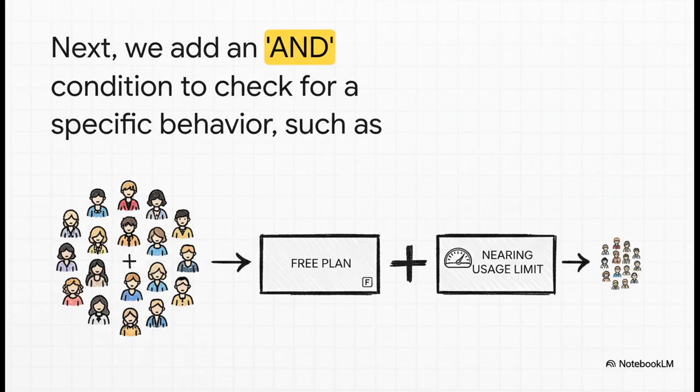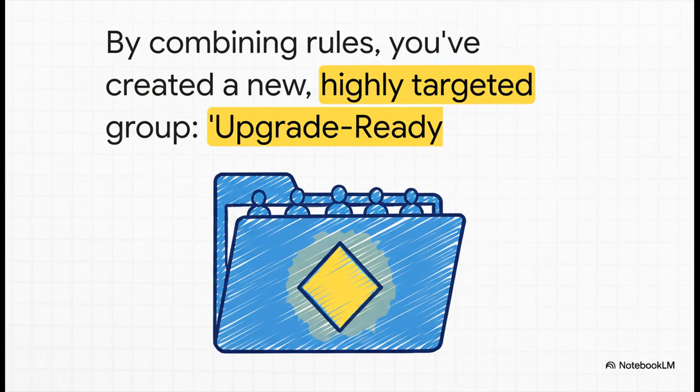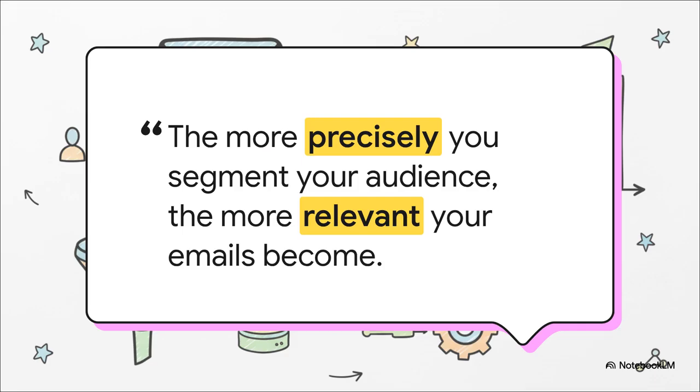We'll tell the system to also check for a specific behavior, that the user is getting close to their usage limit. See, now we're getting really specific. And just like that, by combining those 2 simple rules, Mailmodo creates our new super valuable segment. Anyone who's on the free plan and is close to hitting their limits automatically gets pulled into our upgrade-ready users list. And that's it. Success. In just a few clicks, you've built a powerful, automated audience that you can now target with a perfectly tailored campaign. It really is that straightforward.